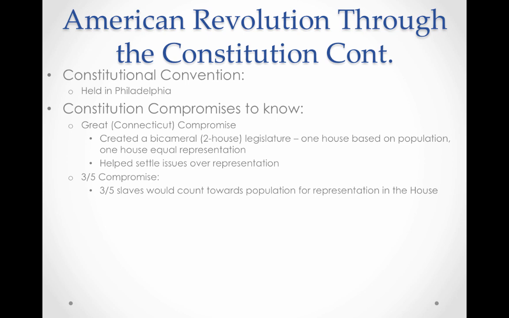So which area benefited from this? I would say the South. Absolutely, they did. They have more people counting towards representation. So you're really counting people who have no rights whatsoever towards the census. Correct. Which gives them more power in Congress.